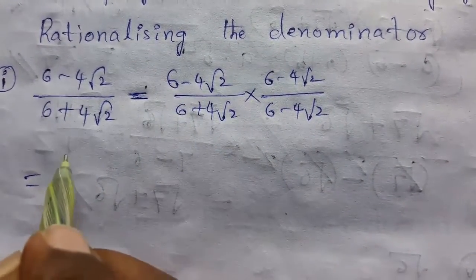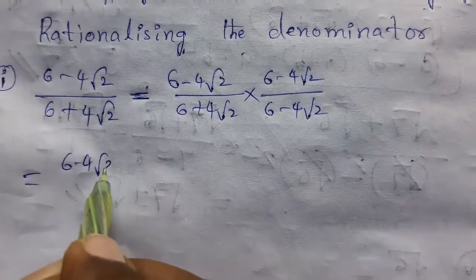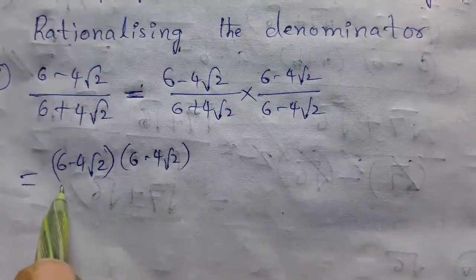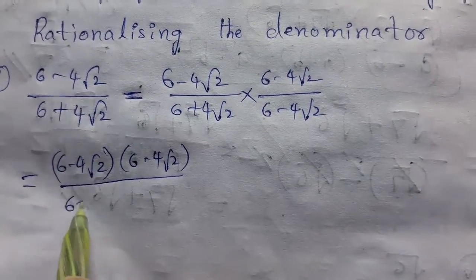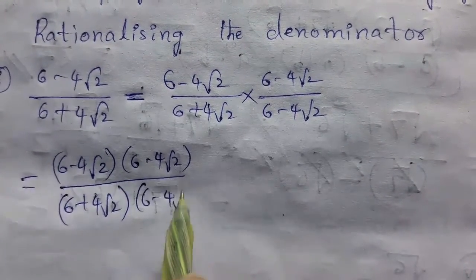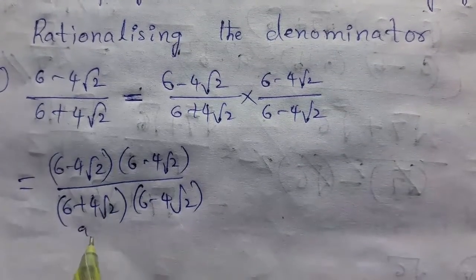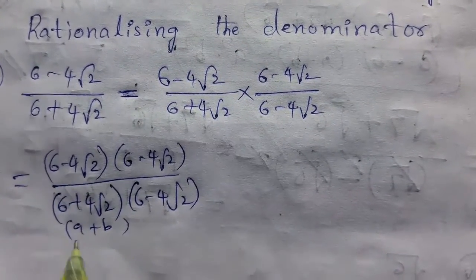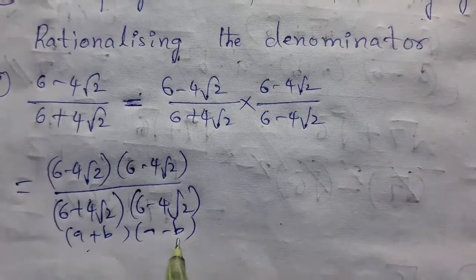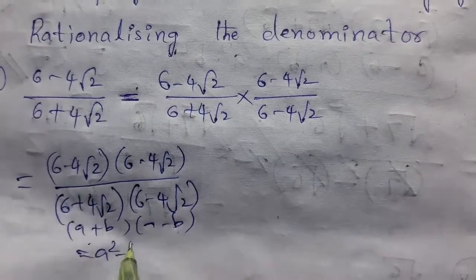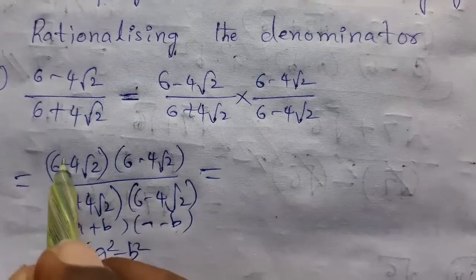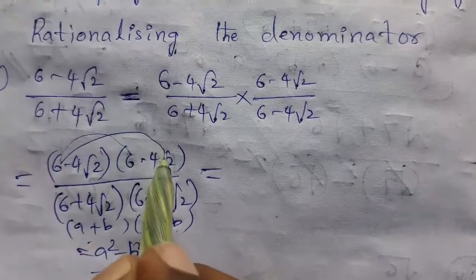See here, (6 minus 4 root 2) into (6 minus 4 root 2) by (6 plus 4 root 2) into (6 minus 4 root 2). This is (a plus b) into (a minus b), that is equal to a square minus b square, the formula here. Now see, this into this and this into this.